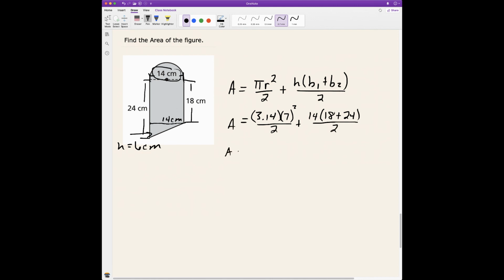Okay, so in your calculators, you can go ahead and calculate the answer to this, and you should get 371 centimeters squared. Okay, so that is it for 8.4. And your assignment, you're going to get a lot of practice in finding the area of composite figures. You'll have to do it on your test.